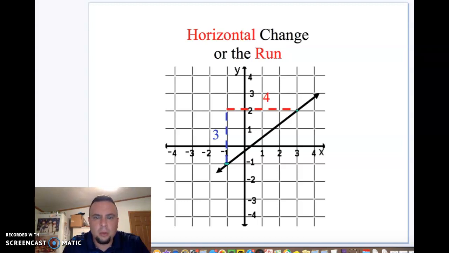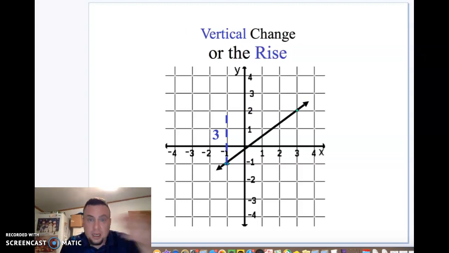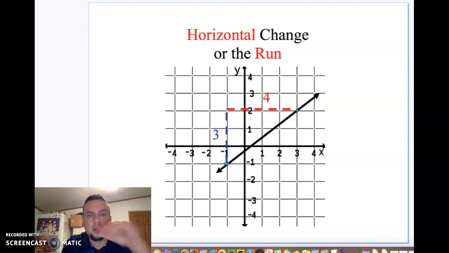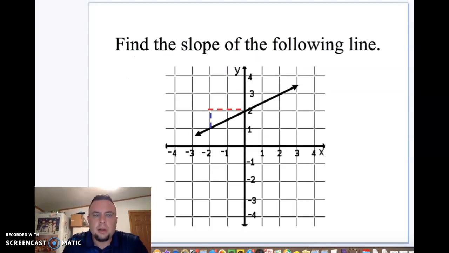So I did all that in one shot. There you go. Vertical change is 3. Horizontal change, or the run, is 4. Final answer, 3/4. Okay? Find the slope of that line right there.